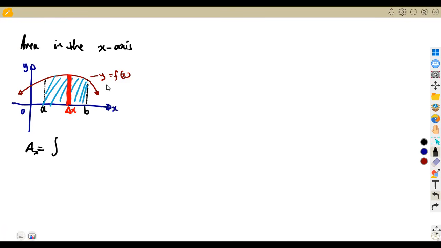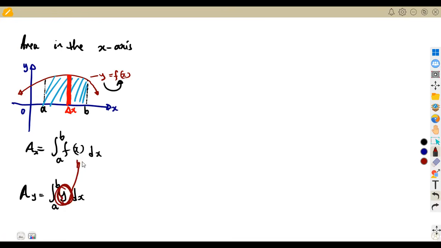of f of x, which is the function that we have with respect to x, in this case, taken from the lower limit a to the upper limit, which is b. So this whole f of x is the one where you're saying y is equal to f of x. So we can write it in simpler terms as the integral of y with respect to x, given the limits a and b. So that's y representing a function of x.